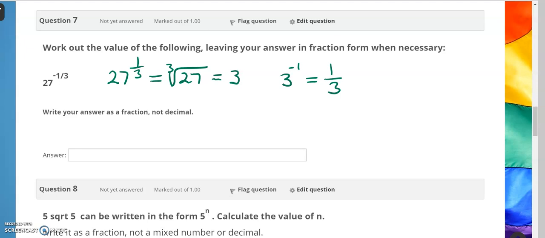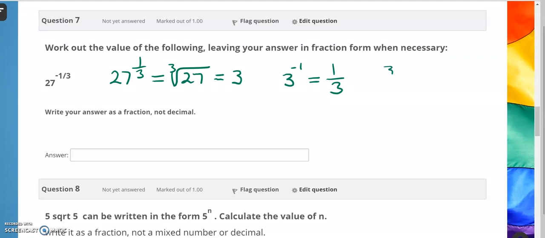To help you remember, I will give you an example. If you have 3, the lowest of indices, 3 times 3 times 3 is 3 to the power of 3, which is 27. 3 times 3 is 3 to the power of 2, which is 9.